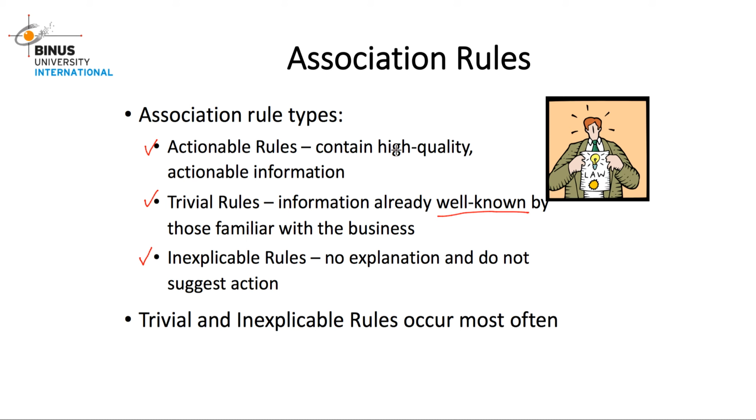Actionable means high quality: there is an action that you can do with your rules. Trivial rules are already well known. Inexplicable rules are not explainable and do not have any suggestion. They are not that good because there is no explanation at all. Trivial and inexplicable rules occur most often. So sometimes we can have well-known rules or inexplicable rules.